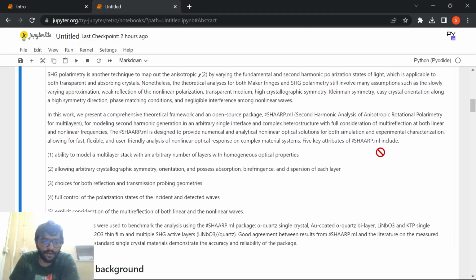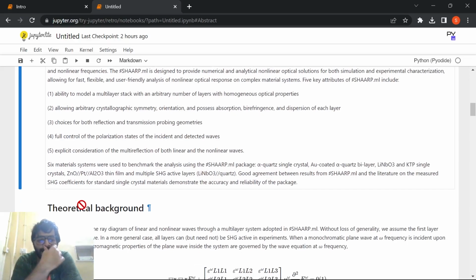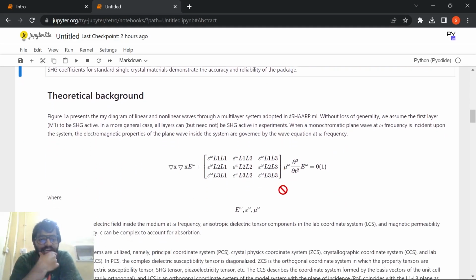Five key attributes include ability to model a multi-layer stack, allowing arbitrary crystallographic symmetry, orientation, and process absorption as well, birefringence and dispersion of each layer, choices for both reflection and transmission probing geometries, full control of polarization states of incident and detected waves, and explicit consideration of the multi-reflection of both linear and nonlinear waves. We have done case studies of 6 material systems, which we'll see later on, to show the reliability of this package. Now we'll move on to the theoretical background and how Sharp.ml processes the information.